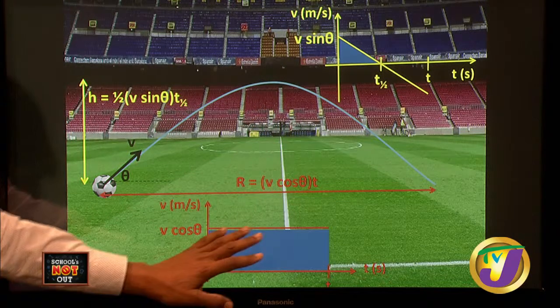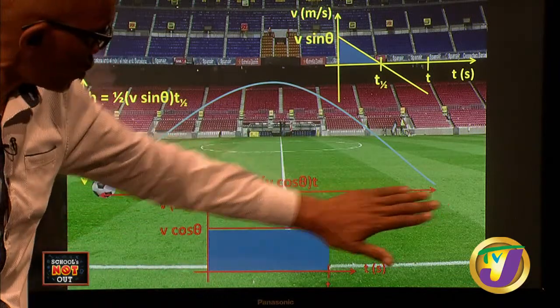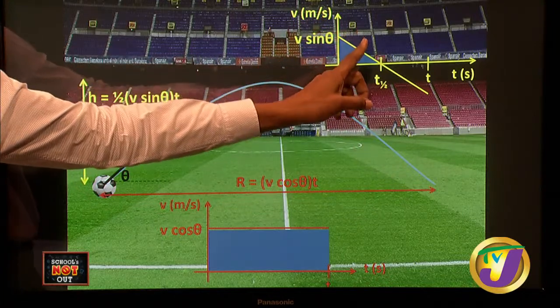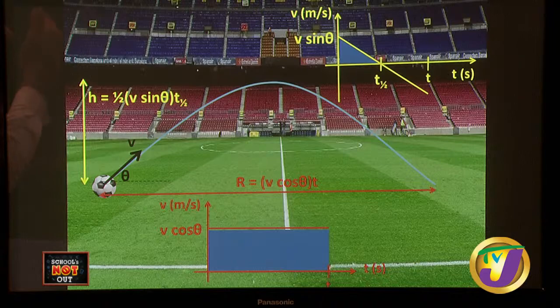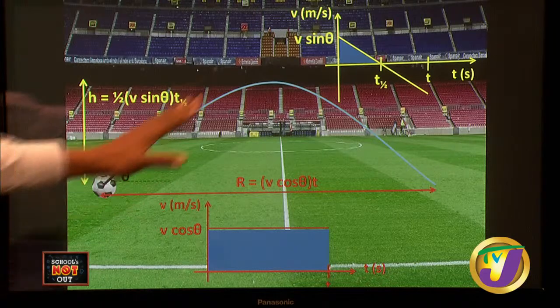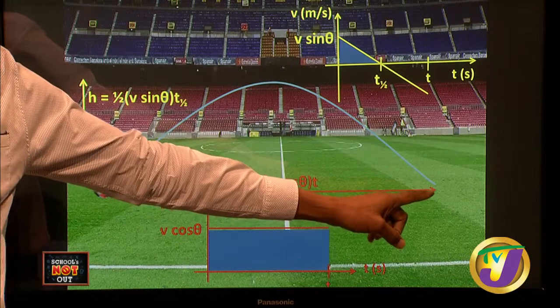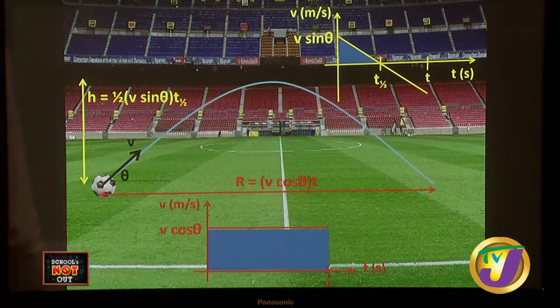Okay, so we are using our velocity time graphs for the horizontal motion, which is the constant motion, and the velocity time graph for the vertical component of the motion, which is linearly accelerated motion, in order to determine the horizontal distance that the ball will travel, and the maximum height to which it will go. All right, and so we have ended up with those two equations.